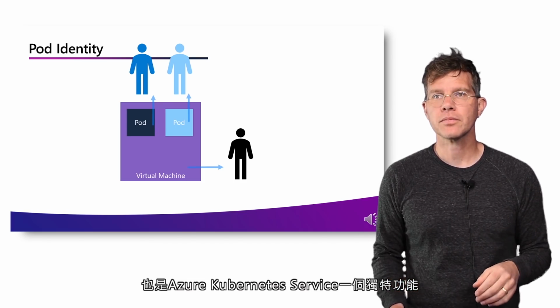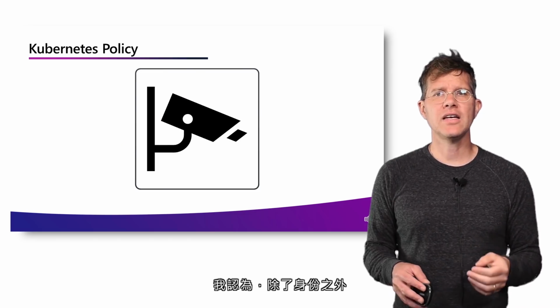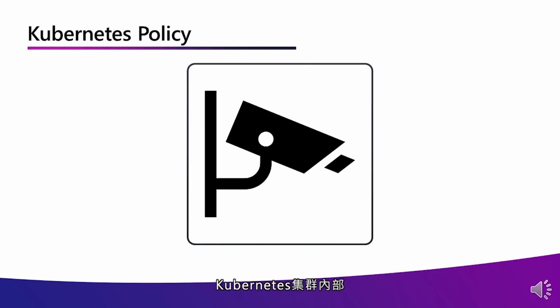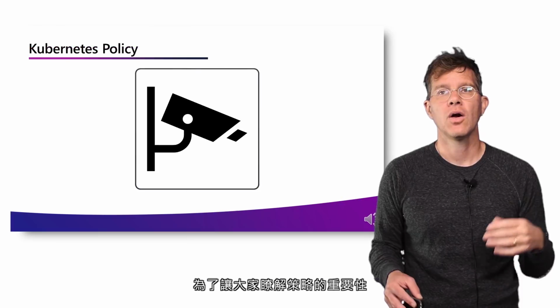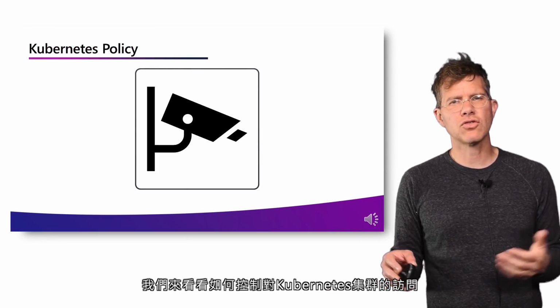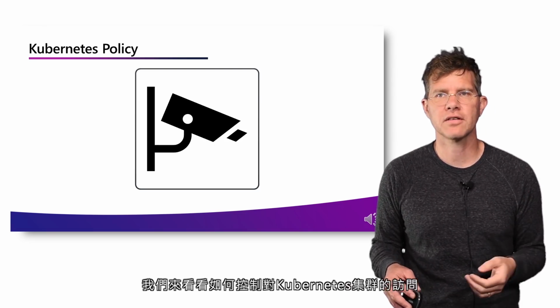Kubernetes service. I think in addition to identity, you also want to think about policy. Policy is a critical component of keeping an eye on what's going on inside of your Kubernetes cluster and making sure that the applications themselves that are deployed are both reliable and also secure. To give you an idea of the importance of policy, we look at how we control the access to a Kubernetes cluster.